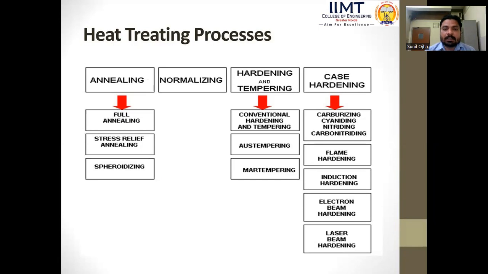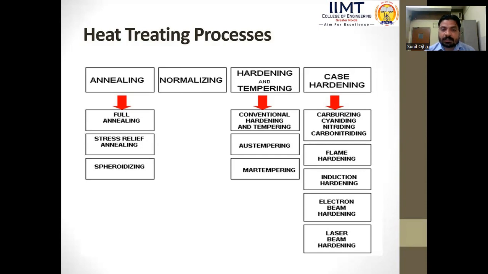As you can see here in the presentation: annealing process, normalizing process, hardening and tempering process, case hardening process. The annealing process further has three different types: full annealing, stress relief annealing, spheroidizing. Then the normalizing process, then the hardening and tempering process.